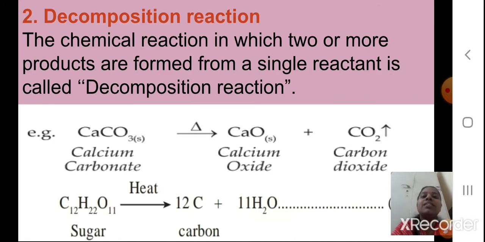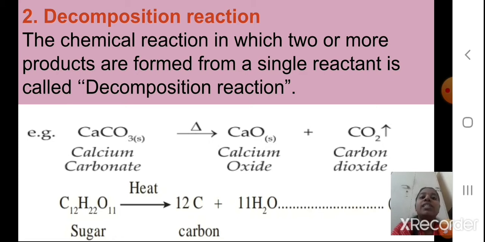Now second part is decomposition reaction. This is the second type of reaction. Now the chemical reaction in which two or more products are formed from a single reactant is called decomposition reaction. Okay students, so calcium carbonate, you can see, CaCO3, in presence of heat it gets divided into calcium oxide plus carbon dioxide gas. Okay, so you are getting two products here, students, and you have a single reactant.